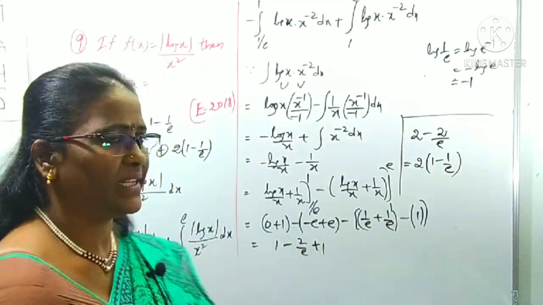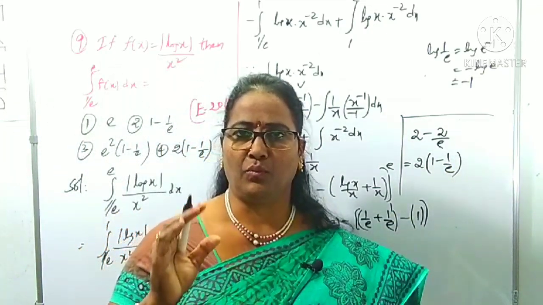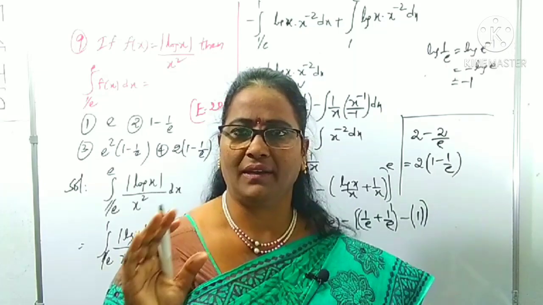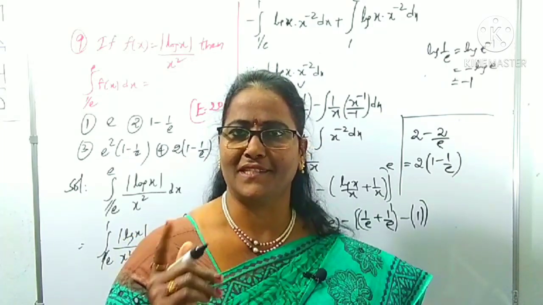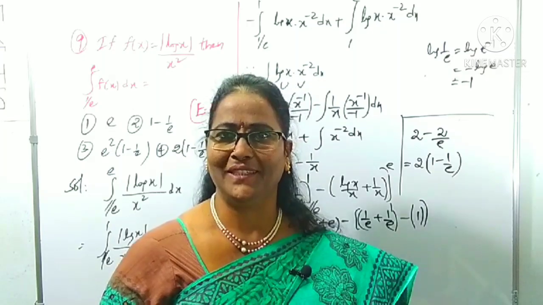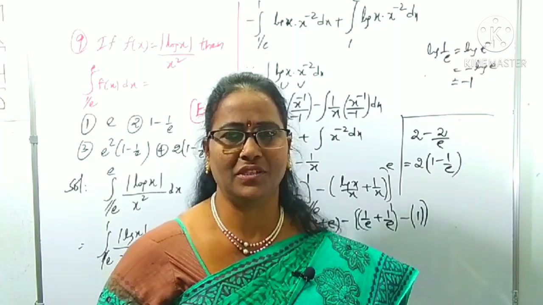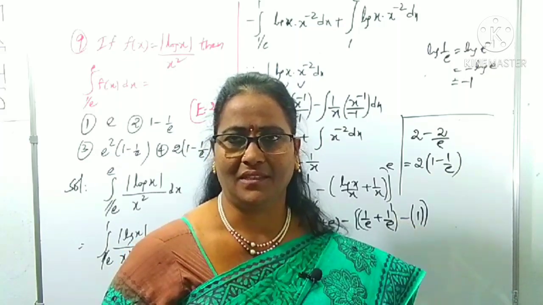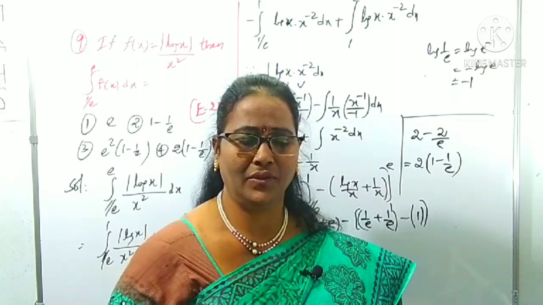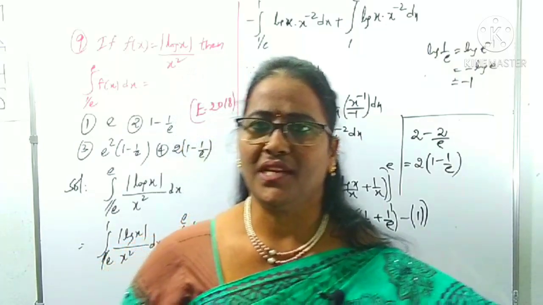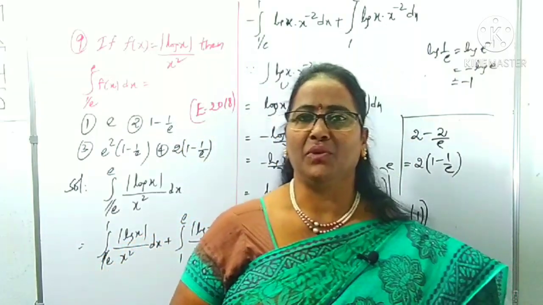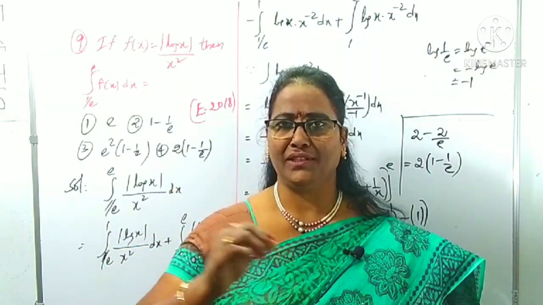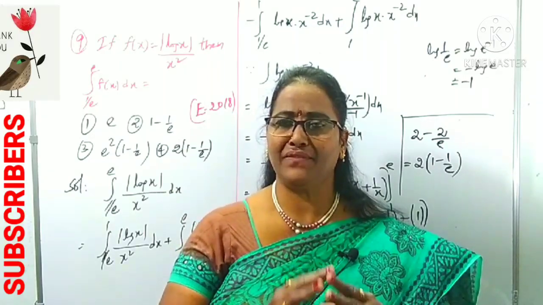That's it. Here what is given? Mod log x by x square is given, and it is asking for its integral between the limits 1 by e to e. Is it clear? A simple question, but you have to concentrate on the mod function as well as integration. That is important. Is it clear now? So these are the various questions I did that depend upon the modulus of real value functions. How can you crack the definite integrals of various types of functions?